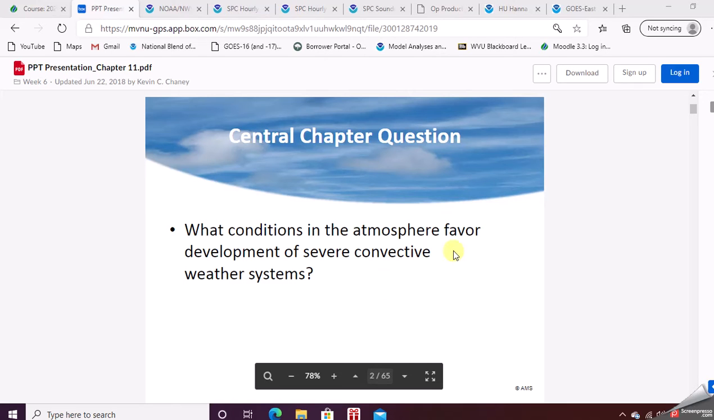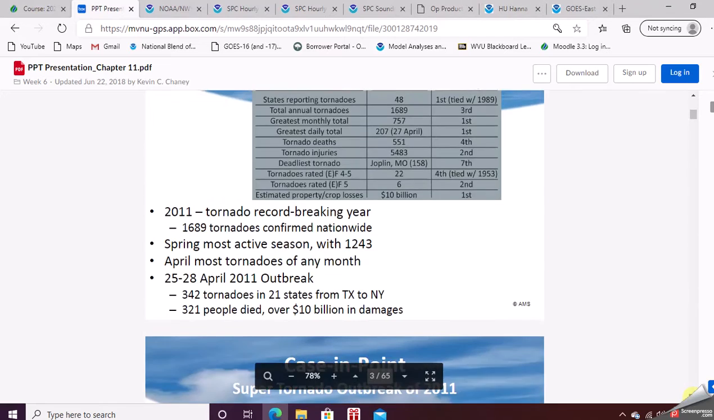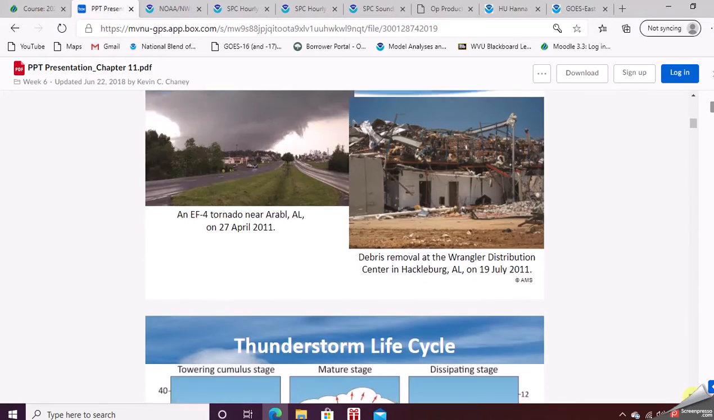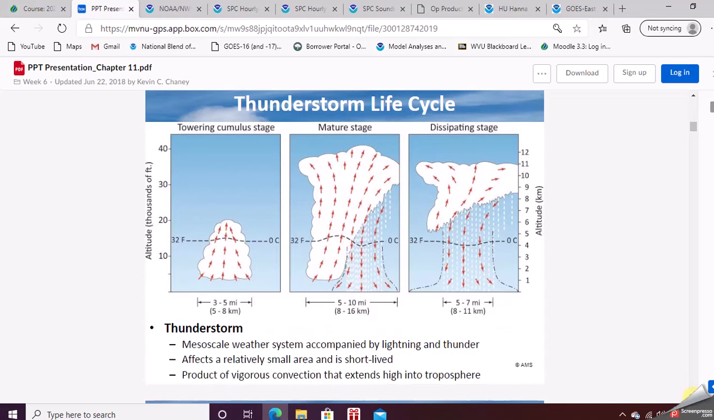So, what conditions in the atmosphere favor the development of convection? Basically, a thunderstorm. So, we'll start with that premise and work our way forward. There have been numerous outbreaks over the years, but let's just look at a thunderstorm right now. The first thing you can see if you ever look outside when they begin to develop is a developing cumulus cloud, a towering cumulus cloud. And all the air in that cloud initially is going upwards. There's nothing going down.